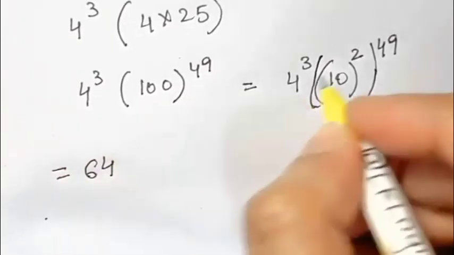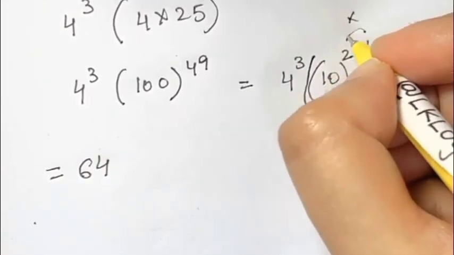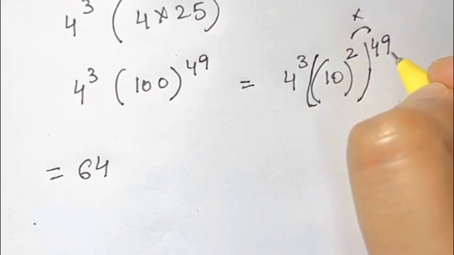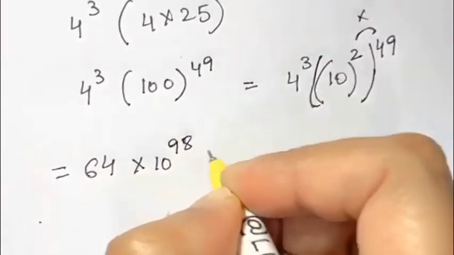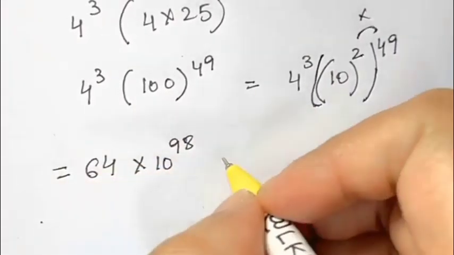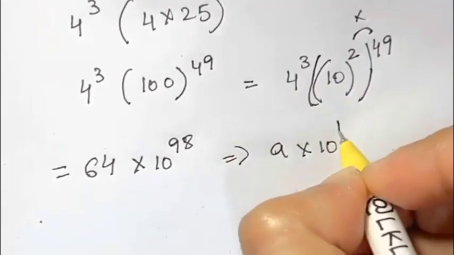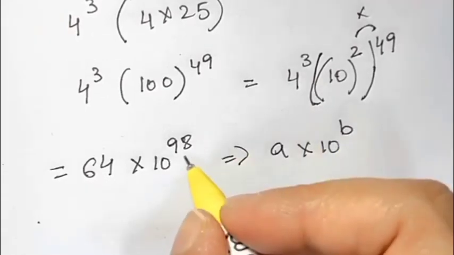times, you have power to power. So what do we do? We multiply the powers. 2 times 49 is 98. So we have 64 times 10 to the power of 98. As we can see, this is in the form of a into 10 to the power of b, where a is 64 and here b is 98.